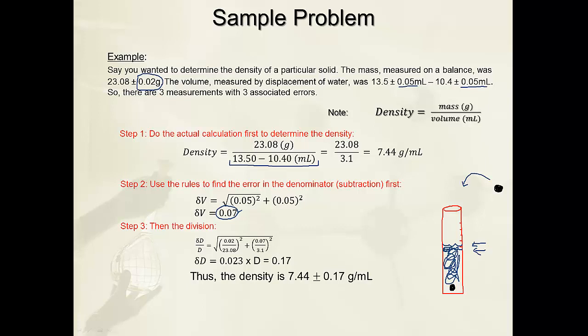So to work out delta D, which is what we really want, we have to multiply by D. And remember, density was 7.44. So 7.44 multiplied by 0.023 equals 0.17. And there we have it. So the density is 7.44 plus or minus 0.17 grams per milliliter.